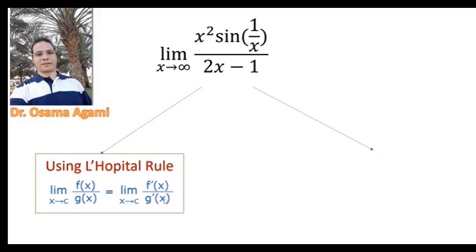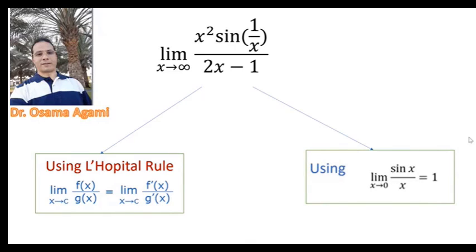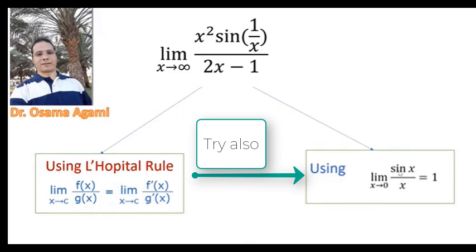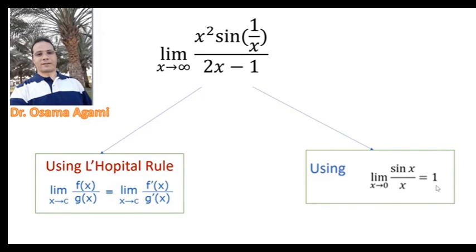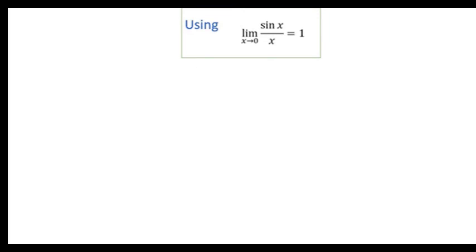If you still have an undefined value, you can repeat using L'Hopital's rule again and again until you have a defined value. The other method, we are going to use a special limit for the function sin x over x when x tends to 0, which is equal to 1. Let's go for the first method.